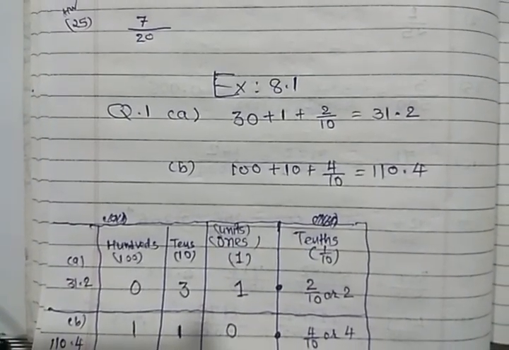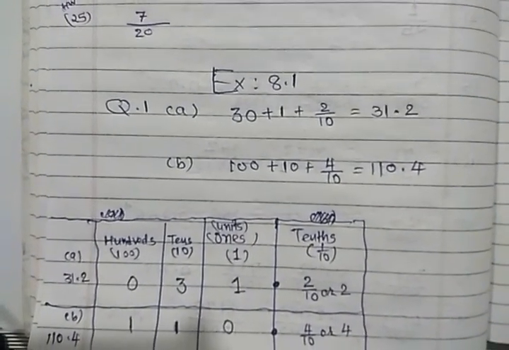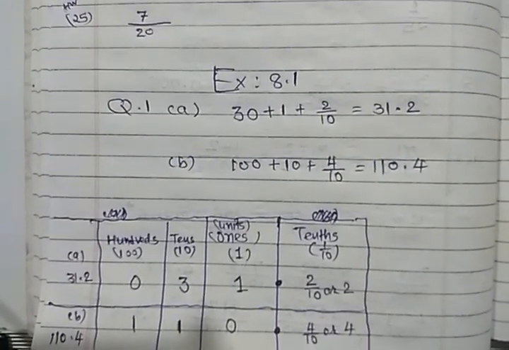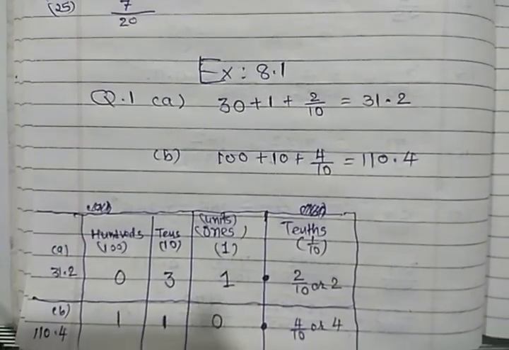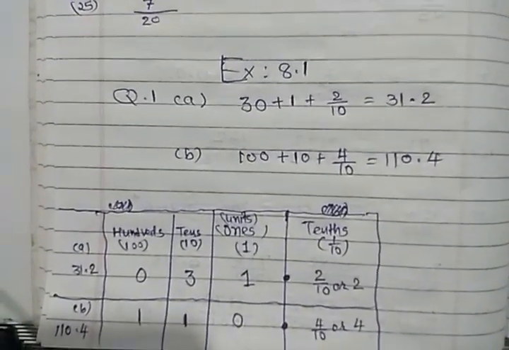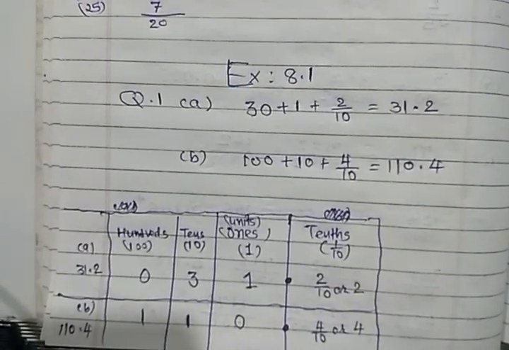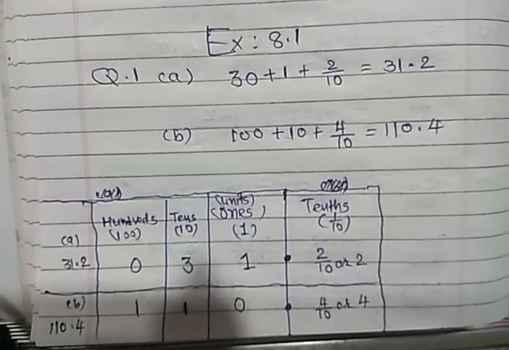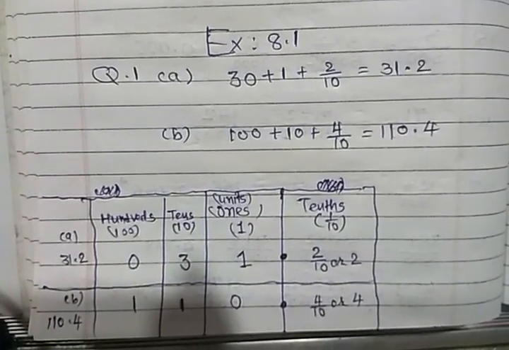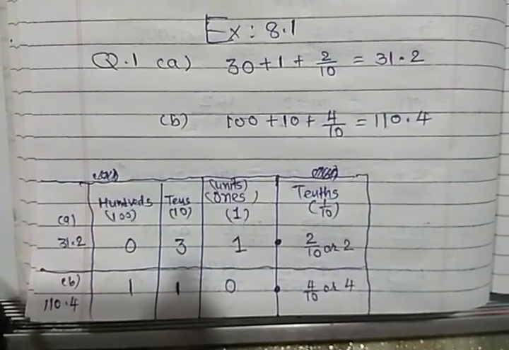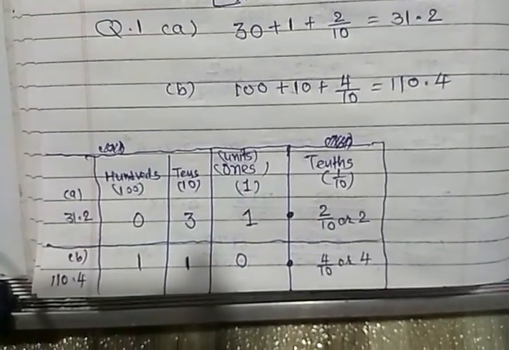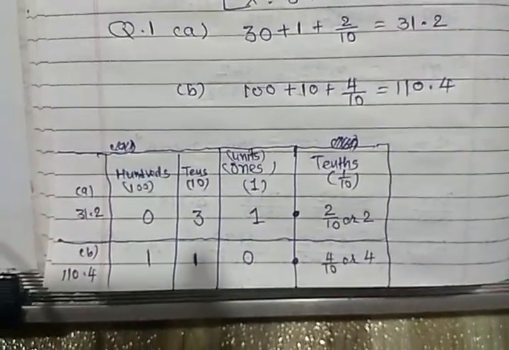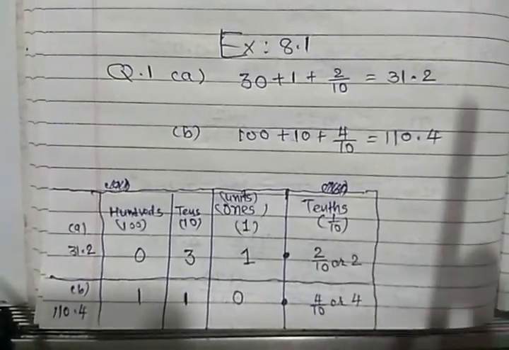Exercise 8.1, question number 1a. Here 30 plus 1 plus 2 upon 10. How can we write this? Expressed in decimal, 31.2. That also we have seen in our explanation mode, right? Now this B, 100 plus 10 plus 4 upon 10. So 110.4. Very easy. Okay.